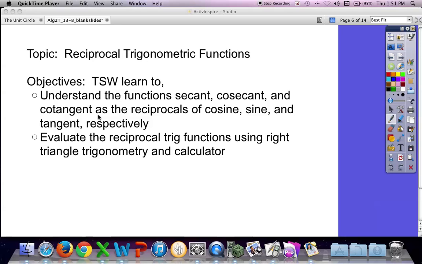Today we're going to do the reciprocal trigonometric functions. There's actually 6 trigonometric functions. The last 3, because we already do sine, cosine, and tangent, are just the reciprocals of sine, cosine, and tangent. And they are called secant, cosecant, and cotangent. So we'll introduce that notation, that language, and then we will evaluate these functions using right triangle trigonometry and a calculator. That's the plan.